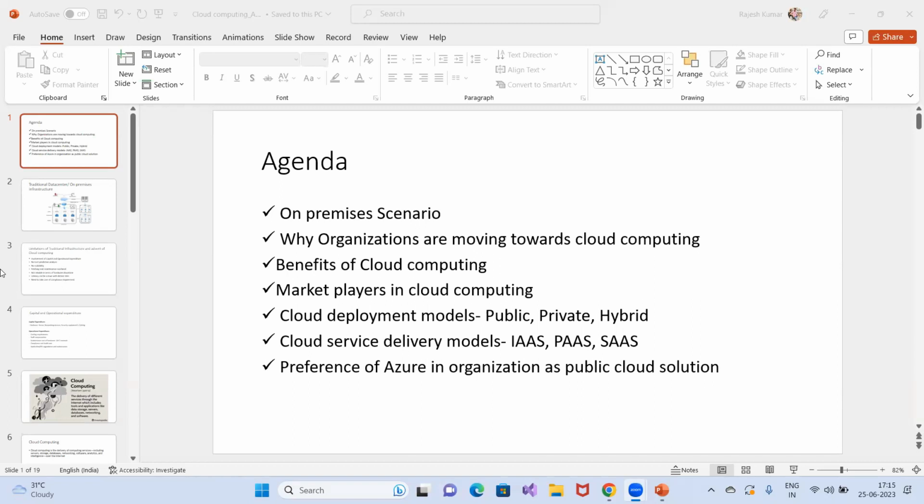NTT Data is one of the US-based MNCs. I used to work on the Linux platform over there and handle the Windows administration part. I have also worked with companies like Bank of America and Convergys. Convergys was my first company.